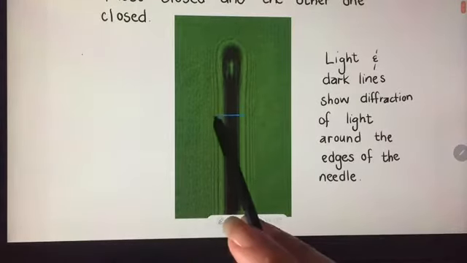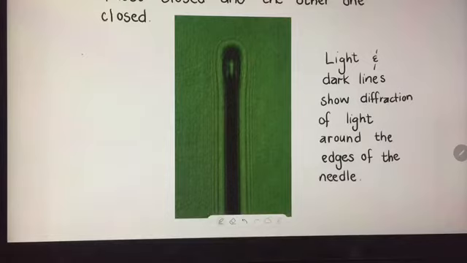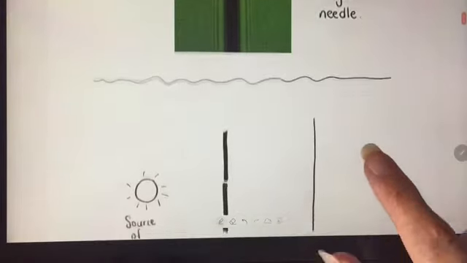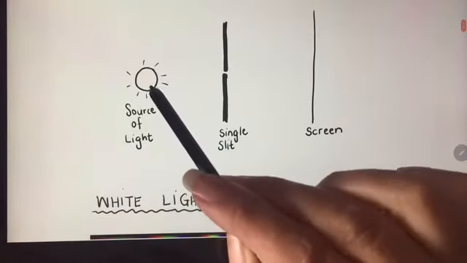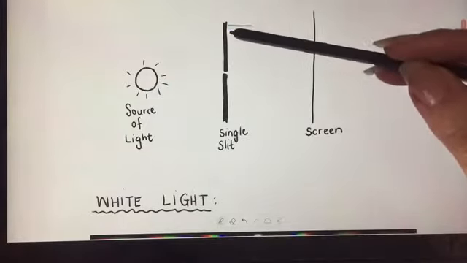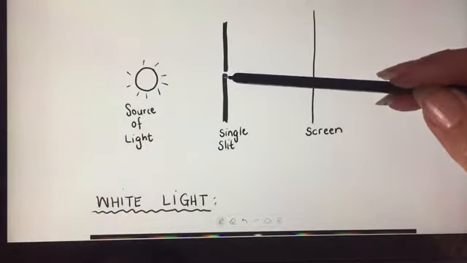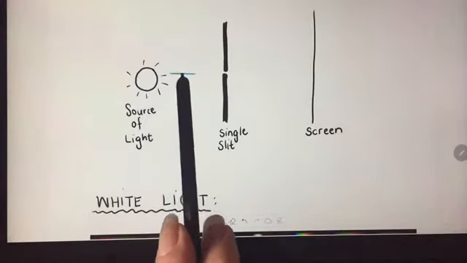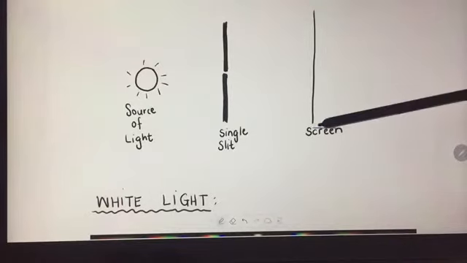So you see these light and dark lines around the needle, which actually shows the diffraction of light as it bends around the edges of the needle. Now, the next thing we will definitely do once we are back at school, but this is the idea. Over here we have a source of light, and here we have got a single slit, a tiny opening over here, and here we've got a screen. So the idea is that the light will shine through this slit, and then some sort of pattern will be observed on the screen over here.